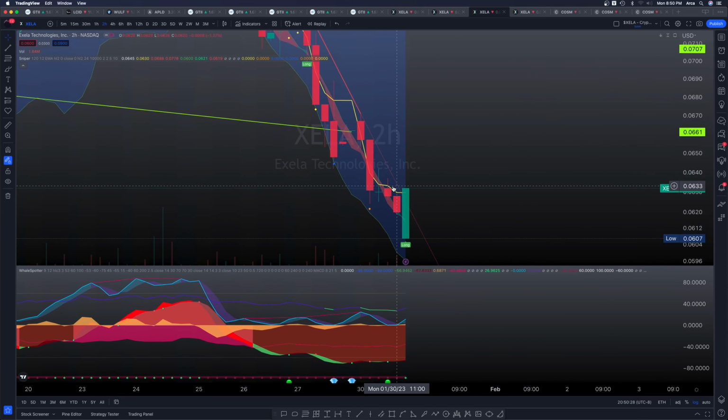The VWAP trend line is the yellow line, okay? So I just want you to notice that we have actually broken upside of the VWAP, and this is now converted into a form of support. Very important thing here, okay?